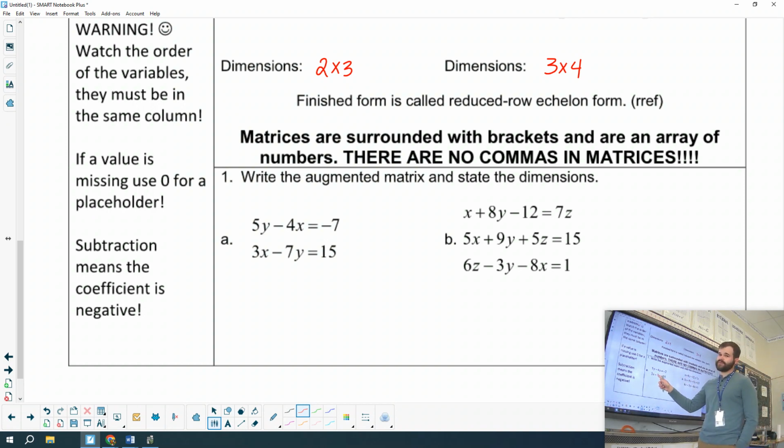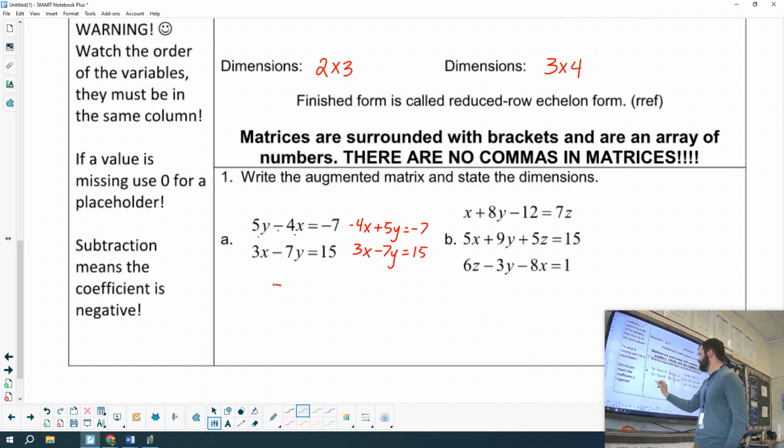Now, before I write the matrix for this one, we have something important to do. Do you see how this y, this 5y, and this 4x, they're in the wrong order? Remember, whenever we write a matrix, we go x column, y column, whole numbers. So the first thing I need to do here is switch those two. I'm going to rewrite it over here. It could be negative 4x plus 5y equals negative 7. Do you see how the minus went with the 4x, and the 5 was positive, so it's plus? So I switch those around like that. My other equation doesn't need to change. It's still just going to be 3x minus 7y equals 15.